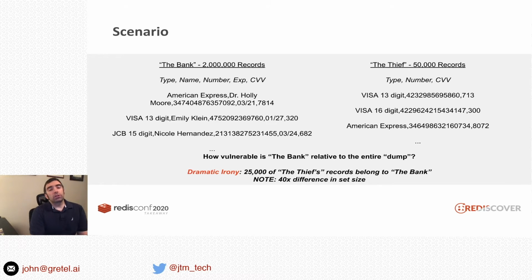So the question we want to answer is, how vulnerable is the bank relative to the entire stash of stolen credit cards? Before we go on, I'll tell you that the dramatic irony of the situation is the generator created 25,000 records that overlap between the two. So 25,000 of the thief's records belong to the bank. And one note here is I got a little aggressive, and this is actually a 40x difference in set size. So 40 times 50,000 is 2 million.